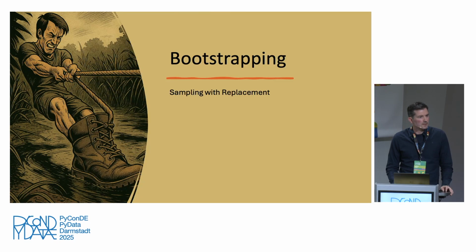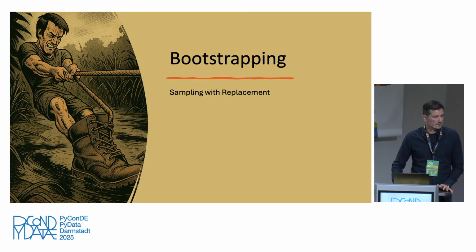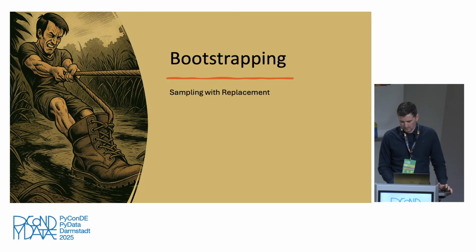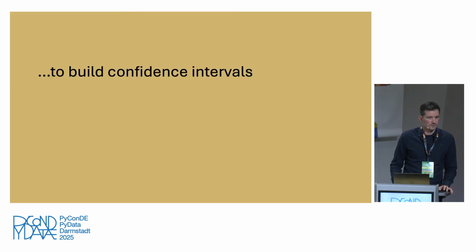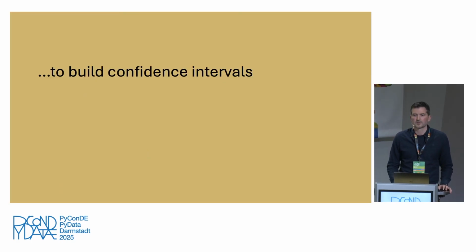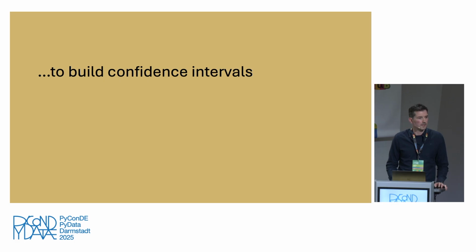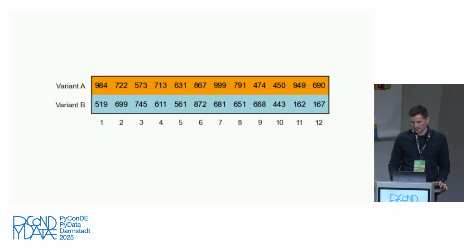For the rest of this presentation, I'm going to also demonstrate a second method from the resampling tool belt, which is bootstrapping, which is a fancy term for sampling with replacement. And you can use this to build confidence intervals. So you might have also heard about confidence intervals when you're analyzing or evaluating A/B tests. It works slightly differently, but it's a similar idea.